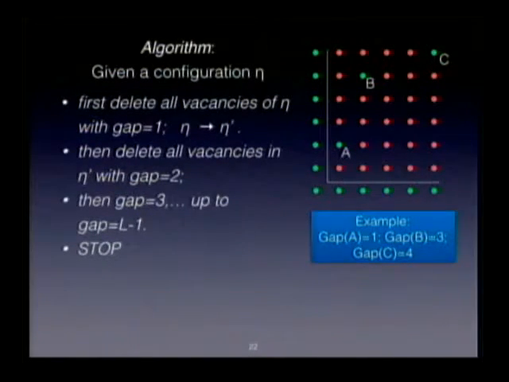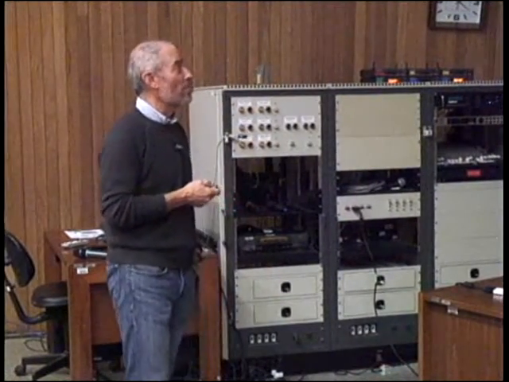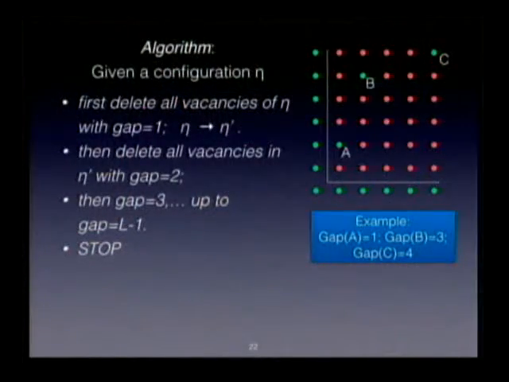And of course, you end up in a new configuration. This new configuration, call it eta prime, has no zeros with gap 1 because they've been removed, but maybe the shortest one now is 2. You remove 2. You get a new configuration, then you remove 3, and so on and so forth, until you have removed all gaps up to L minus 1, and then you stop. So you have a final configuration.